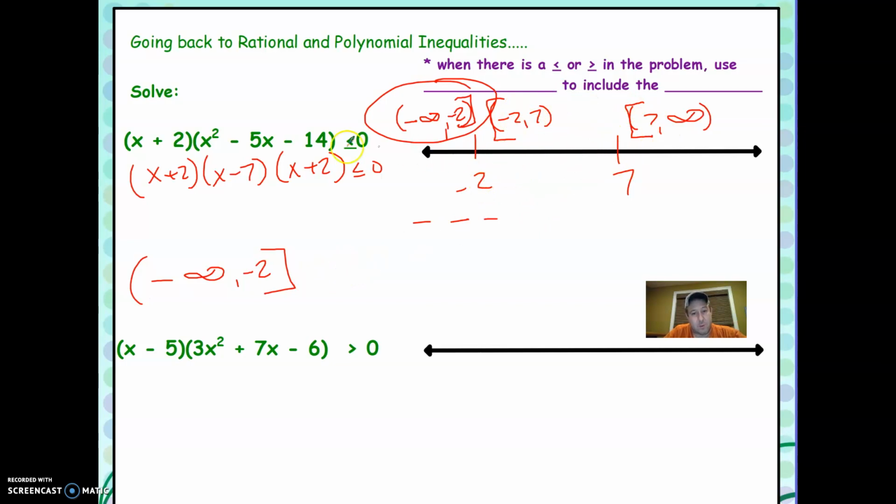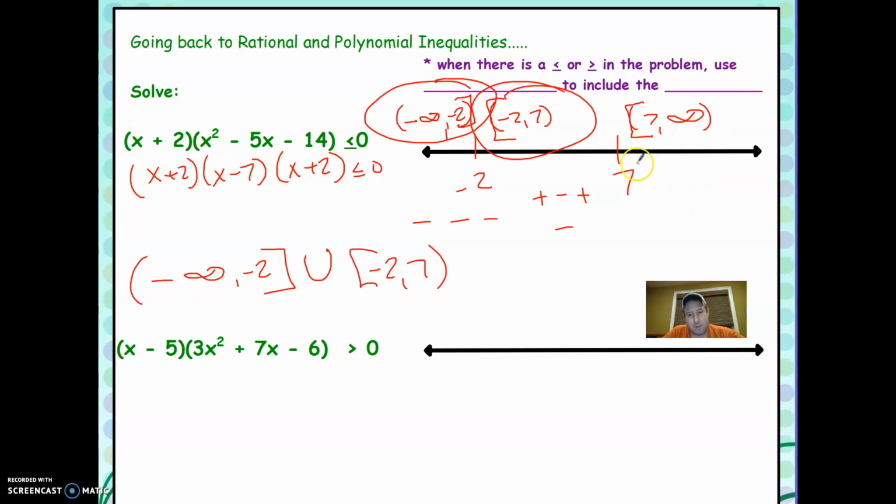So in between these numbers would be like 0. 0 plus 2 is positive, 0 minus 7 is negative, and 0 plus 2 is positive. Positive times a negative is a negative, negative times a positive is still a negative. So it looks like this is also a part of our answer. So negative 2 to 7. And I'm going to check this. Let me just make sure I didn't make a mistake there. So 0 plus 2 is positive, 0 minus 7 is negative, 0 plus 2, yeah.